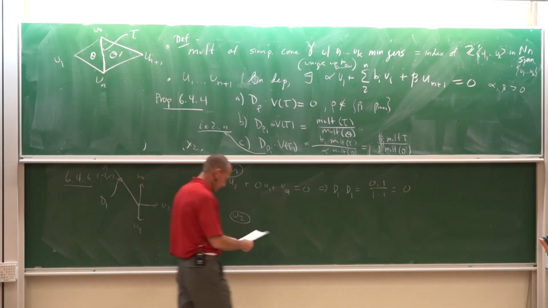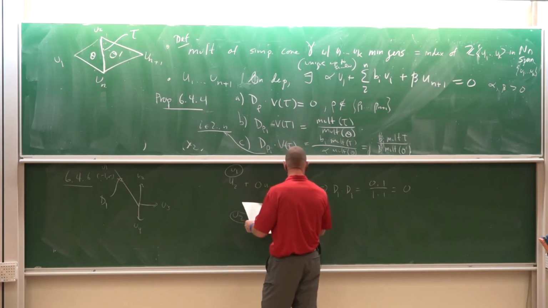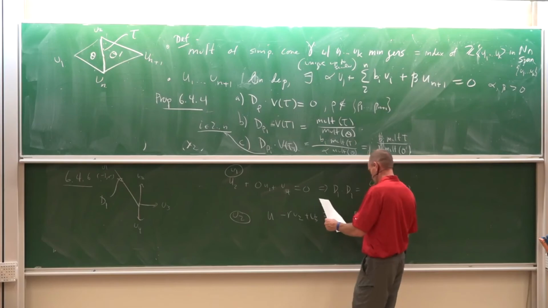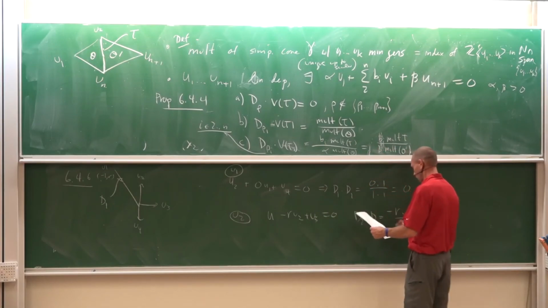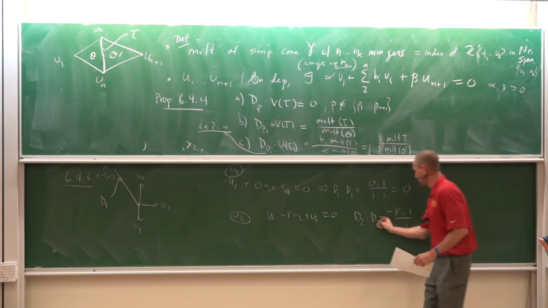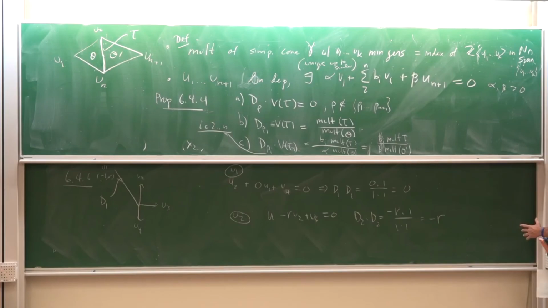So when we do this for U2, we get U1 minus r U2 plus U3 equals 0. This says D2 times D2 equals minus r times 1 over 1 times 1, which equals minus r. So here's one of these examples of a curve that has a negative self-intersection, right?